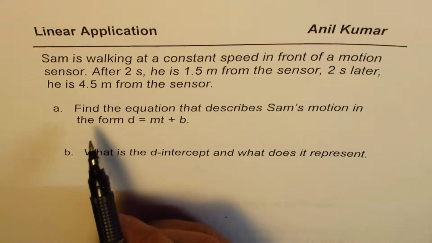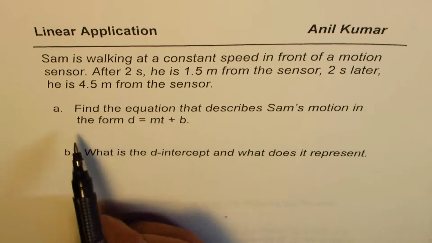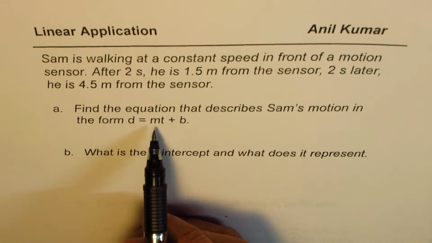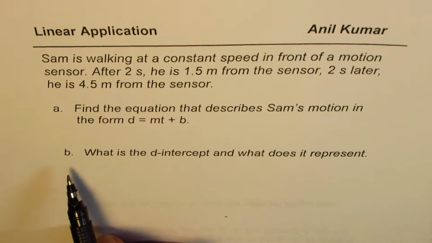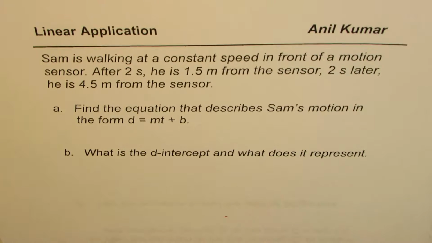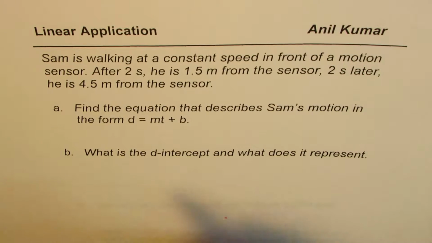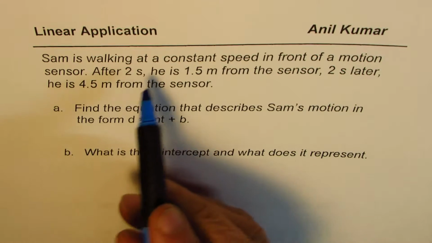The first one is, find the equation that describes Sam's motion in the form of d equals mt plus b. The second is, what is the d-intercept and what does it represent, right? So let me first explain the scenario here. We could actually sketch the graph of this motion.